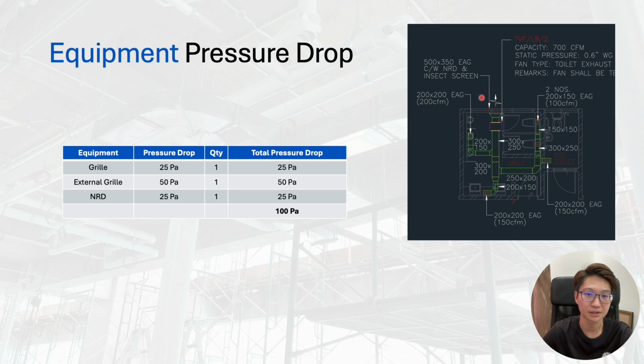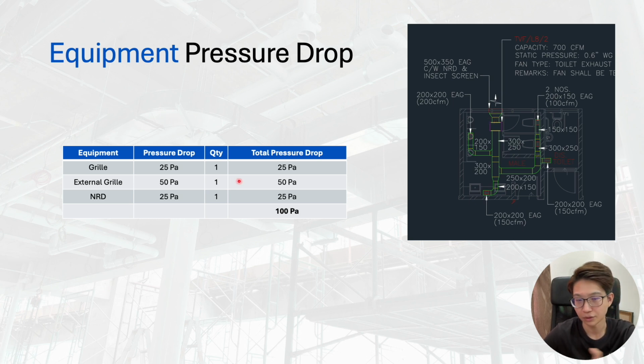NRD is non-return damper, so it's to prevent the outside wind from blowing air into the fan, which can damage the fan if the fan spins in a different direction. Because this is level 8, it's quite high, so we have an NRD to block the outside air from coming in. Only allow one direction airflow. And also an insect screen, to prevent the bugs from coming in and nesting here.